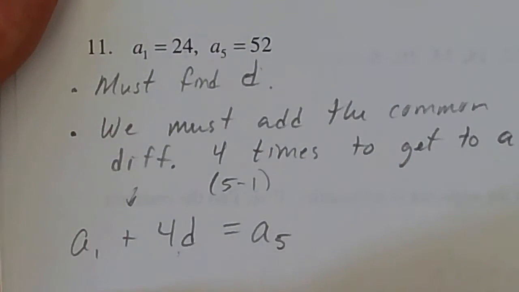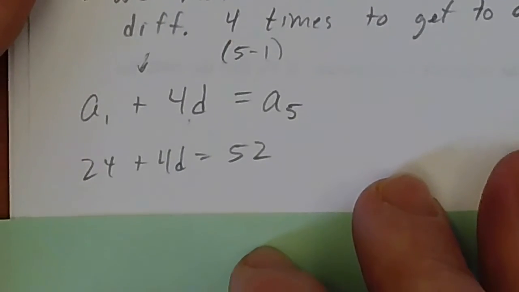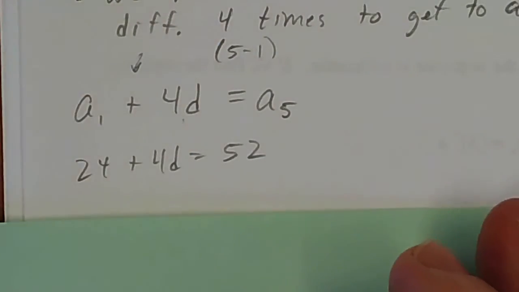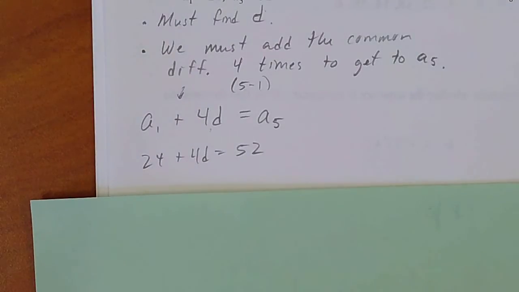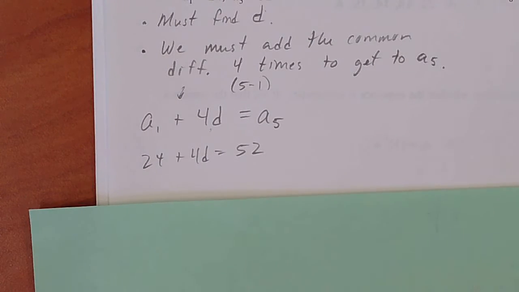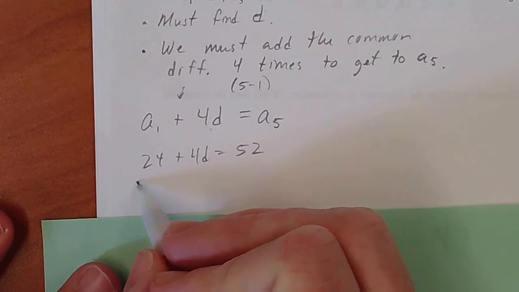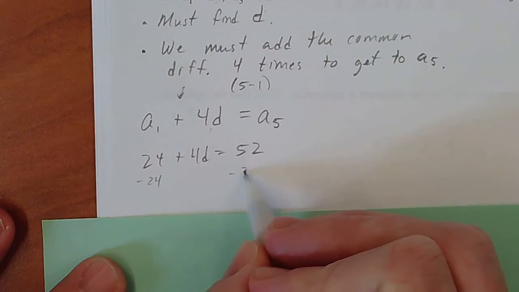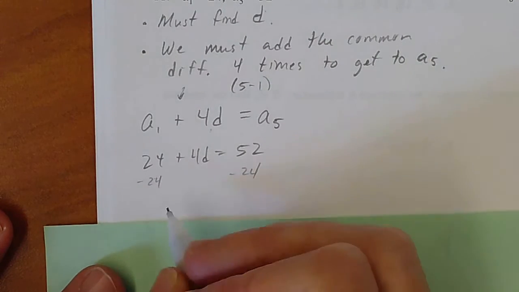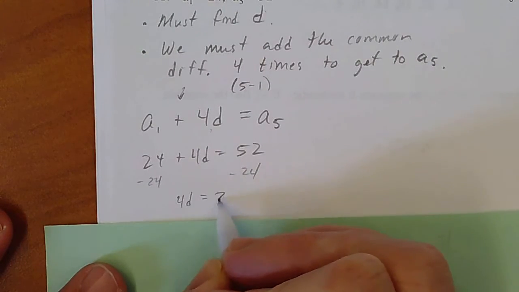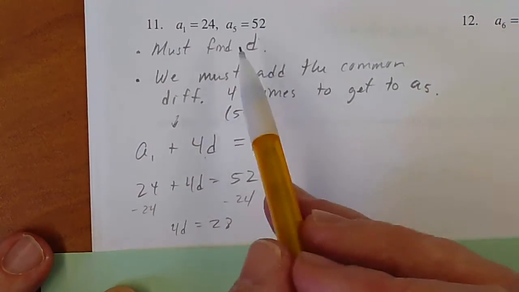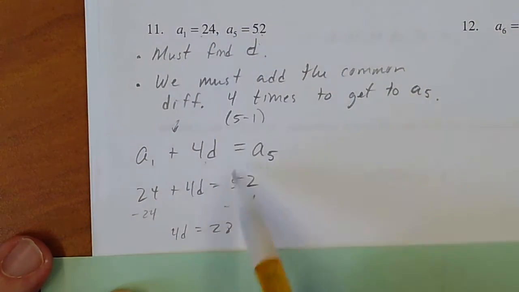All right, so it's just throwing what we have. 24 is A1. 52 is A5. And then I got to solve this for D. So subtract 24. And this is where some of you, like I said, have a good arithmetic mind, and that's kind of what you do anyways. You say, all right, I'm going to find the difference of these, which is what this equation is doing for me right now.